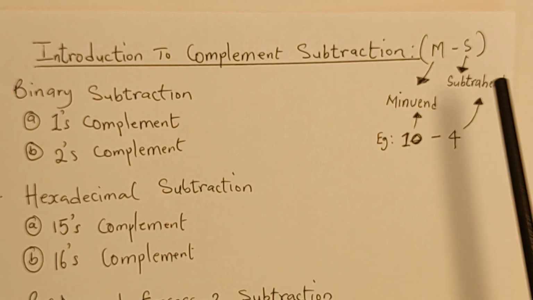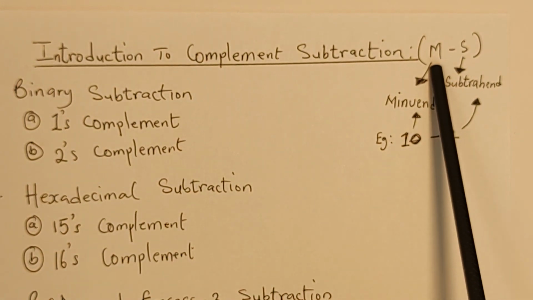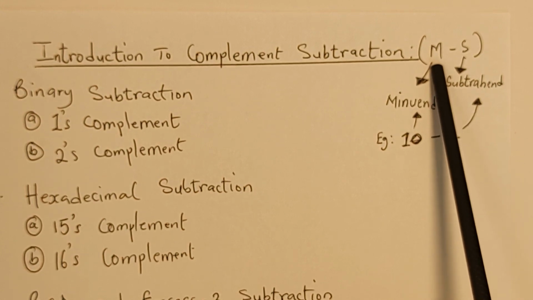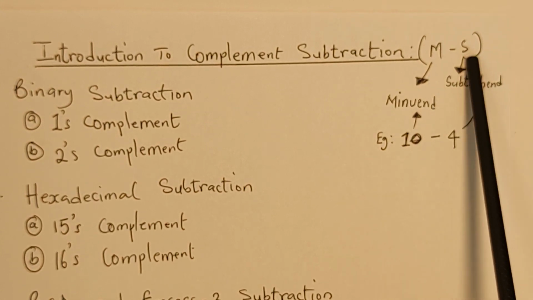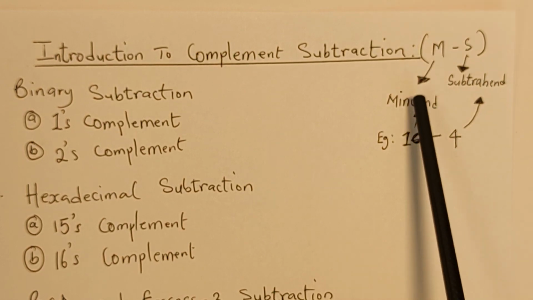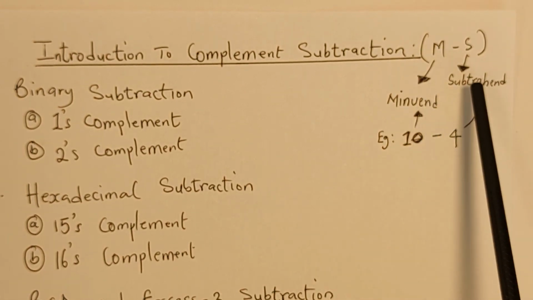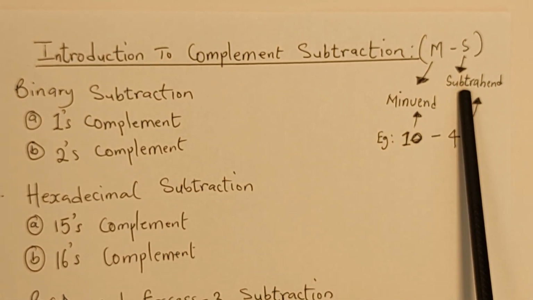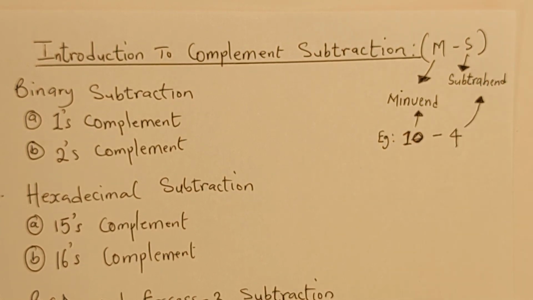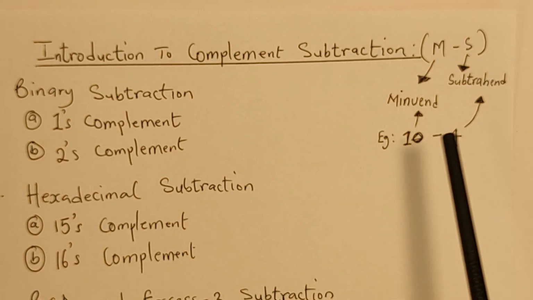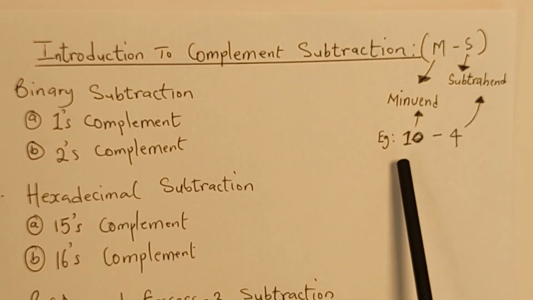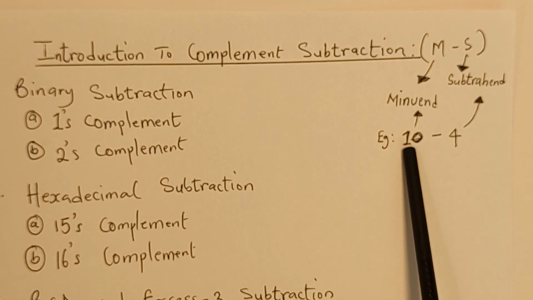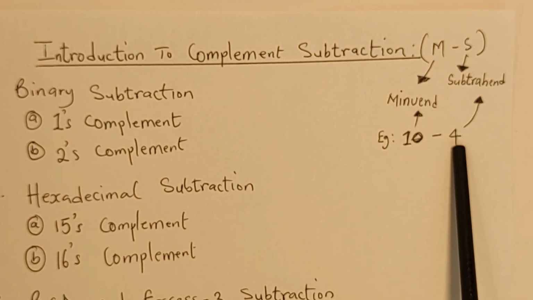It's the notation. Each time we deal with complement subtraction, we have this notation at the back of our mind, which is M minus S. M is nothing but the minuend and S is nothing but the subtrahend. Now let me give you a real example so that you can understand what a minuend is and what a subtrahend is. For example, you have this question that says 10 minus 4.